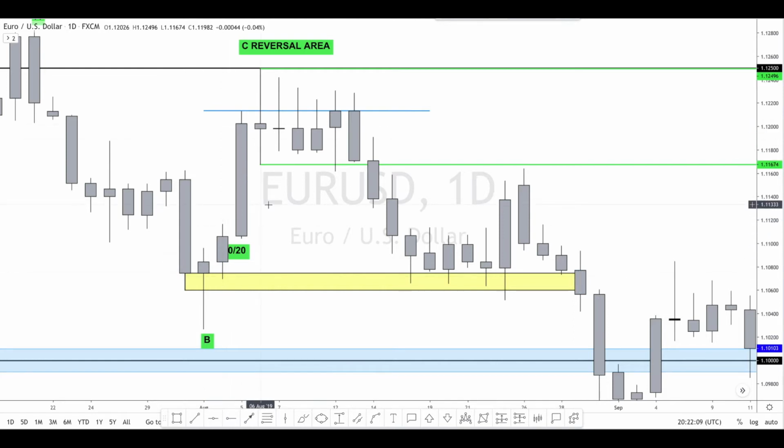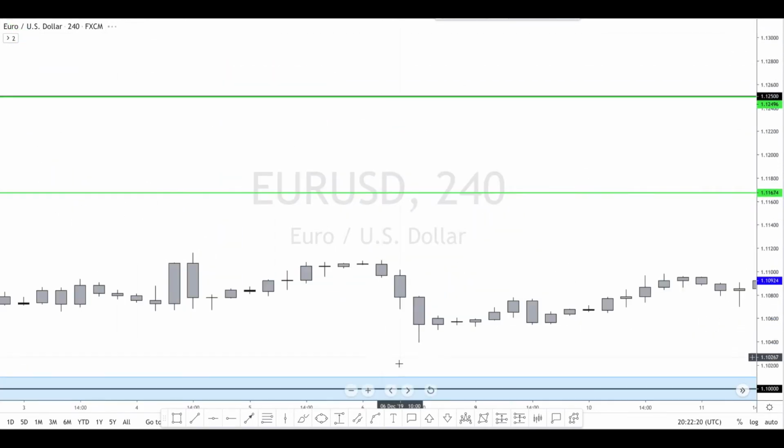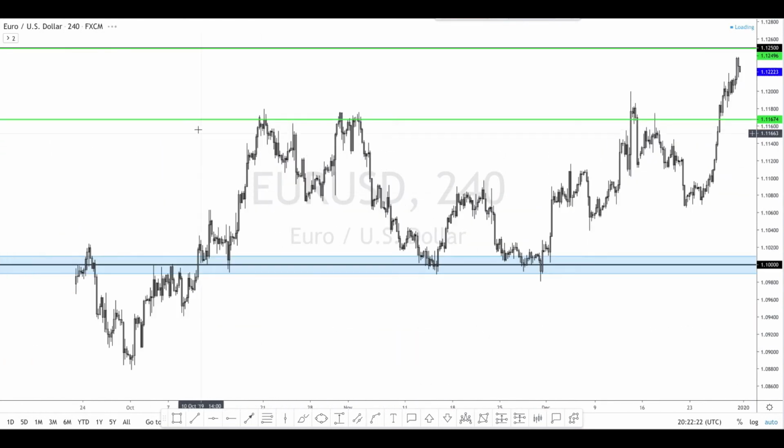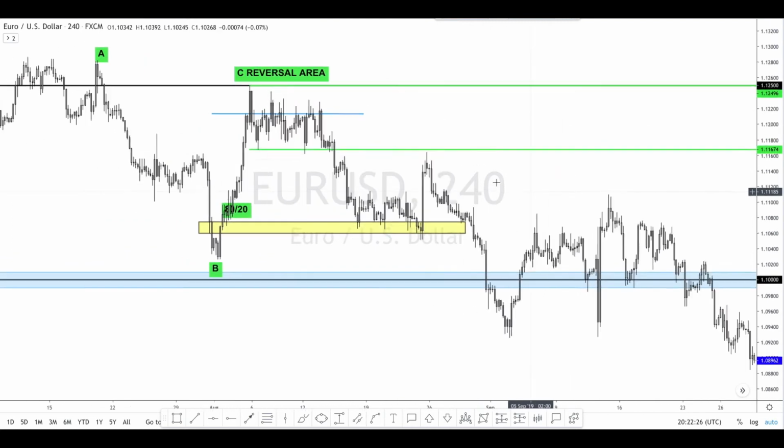So that's all it is. It's an exchange from buyers to sellers. It's just an exchange. What do you see happen? We get the consolidation, we get the failure. That's our trigger point. For me, that's your trigger point to start to look for short positions. You're starting to look for short positions.